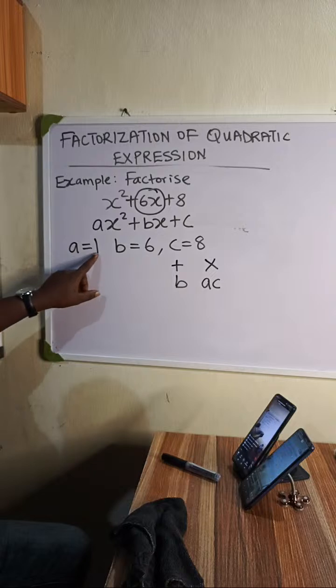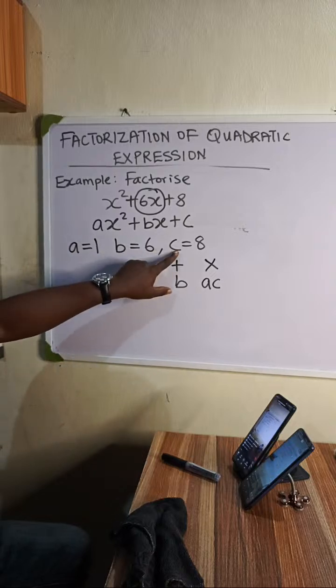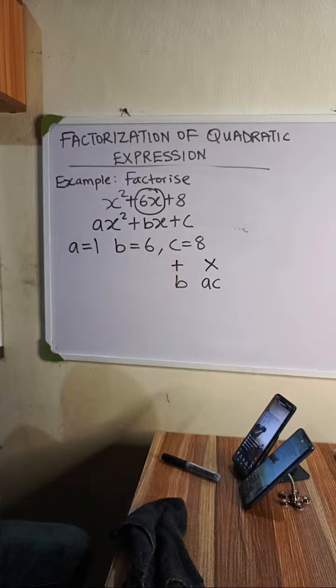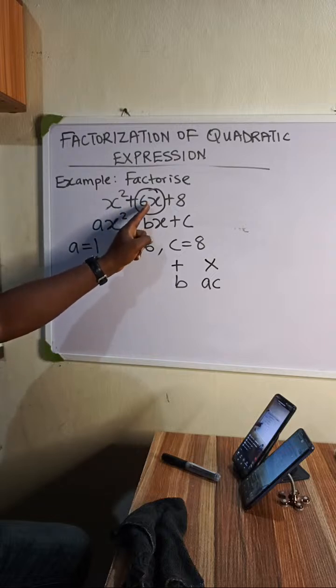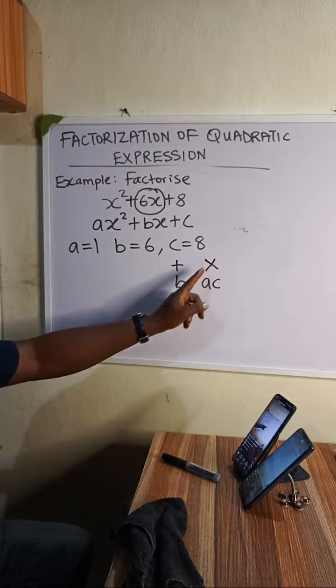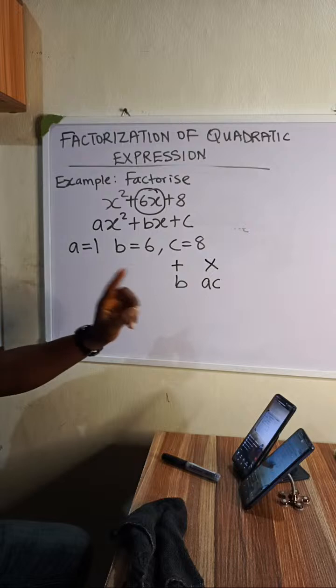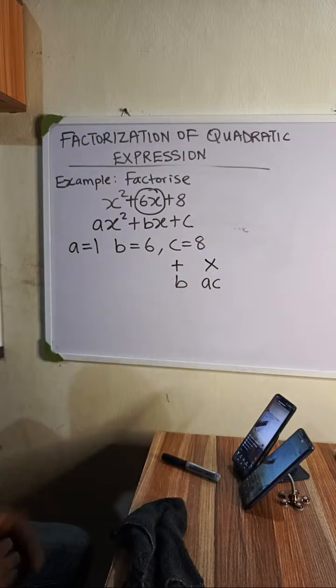Remember, A is the number in front of X squared, B is the number in front of X, and C is the number that is standing alone. So we want to split this number into 2. And for us to do that, we look for 2 numbers that will multiply themselves to give us AC, and those same 2 numbers will add themselves to give you B.